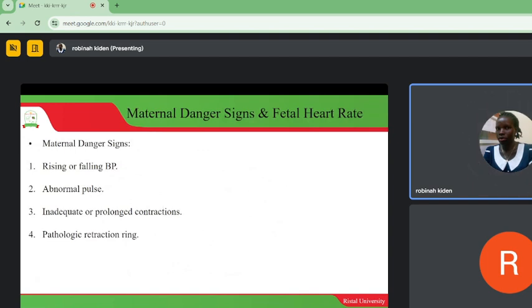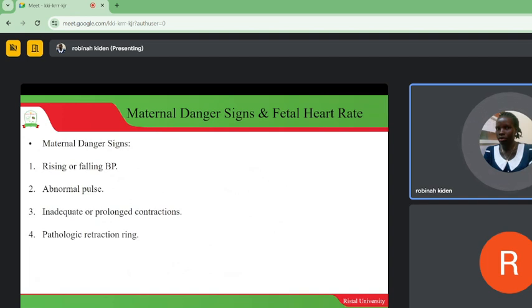The maternal danger signs and the fetal heart rate. Maternal danger signs: there is raising or falling of the BP of the mother. This is a maternal danger sign. Once you detect this, you need to call for help. Then abnormal pulse of the mother, inadequate or prolonged contractions, and then pathologic retraction ring.